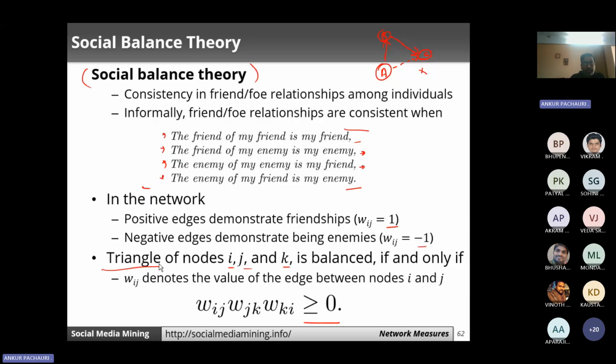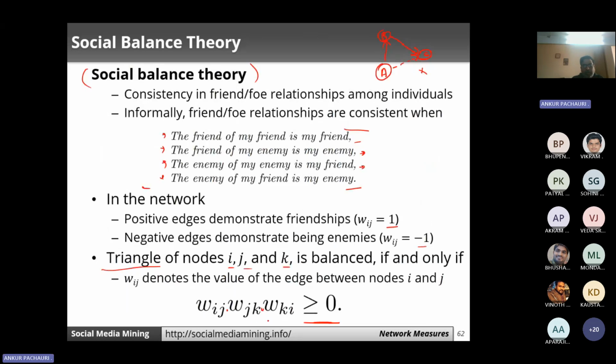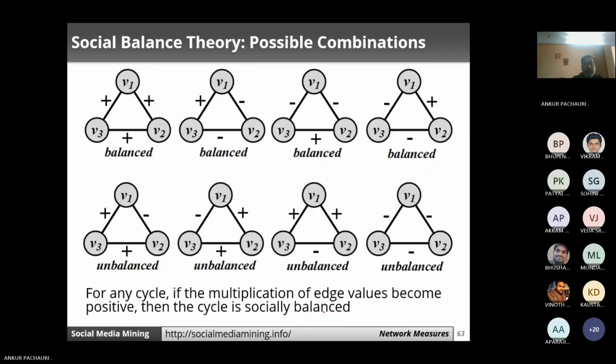So the triangle of nodes i, j, k is balanced if and only if the product of all the weights comes out to be positive. What does it mean? V1 is a friend of V3, V3 is a friend of V2, and V2 is a friend of V1. If this relation holds, that means plus into plus into plus: Wij into Wkj into Wki. If the product of all three weights is greater than 0, then this will be balanced.